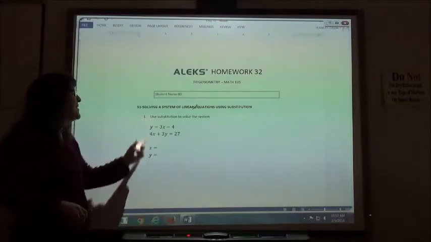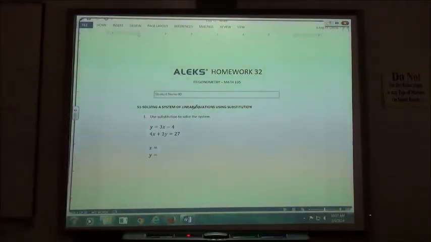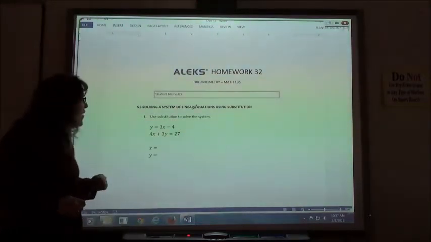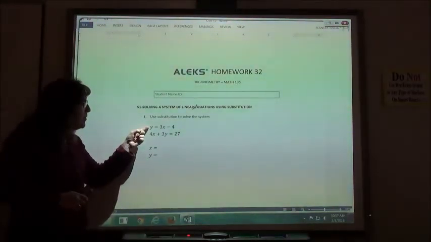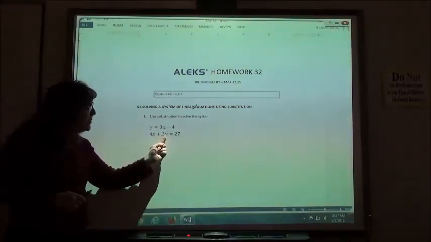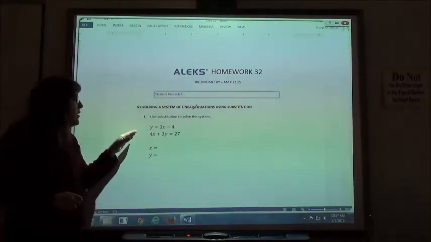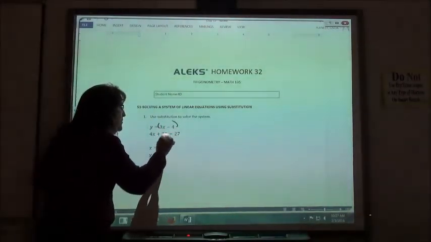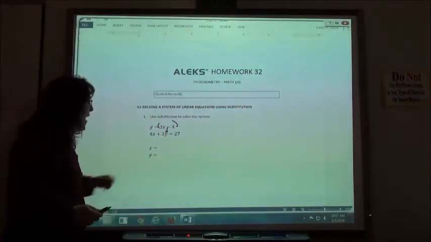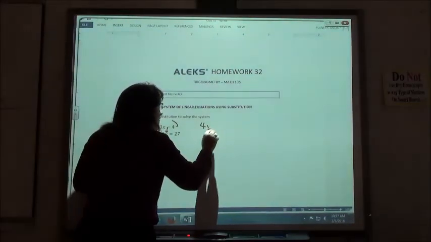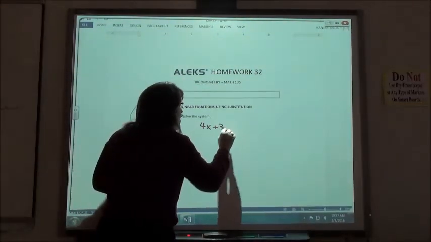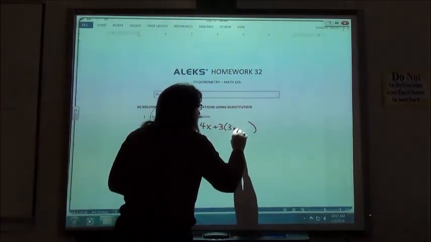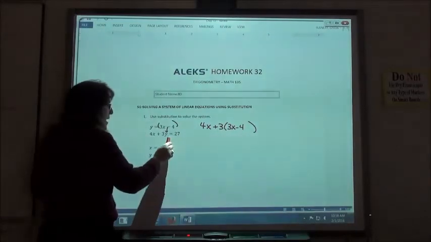First one here, we're just solving a system of equations using substitution. A system of equations is when you have two equations and two variables. And if we have one of our variables solved for x or y, we can substitute into our other equation. So, rewriting the bottom equation, putting in the 3x minus 4 in place of the y, I'm going to have 4x plus 3 times 3x minus 4 equals my 27.